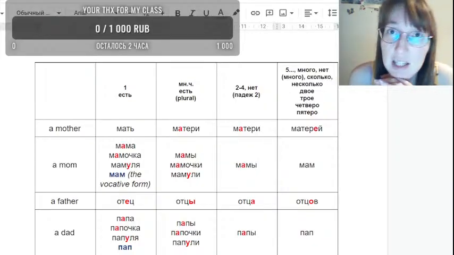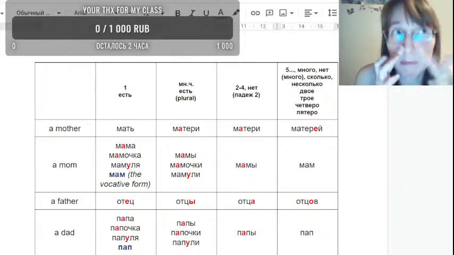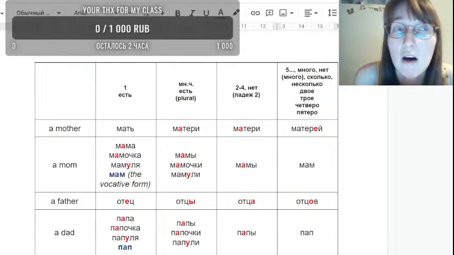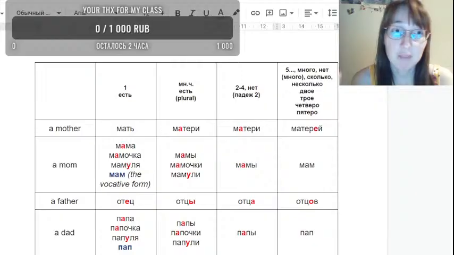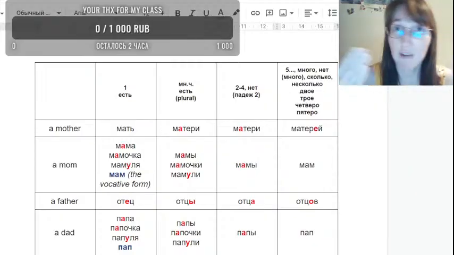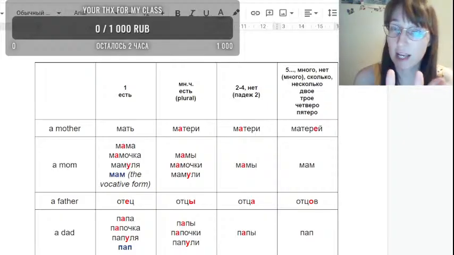But today I don't have a private class because my student is on holiday, on vacation. So I have time to make a class for you, and we will continue working on this table.